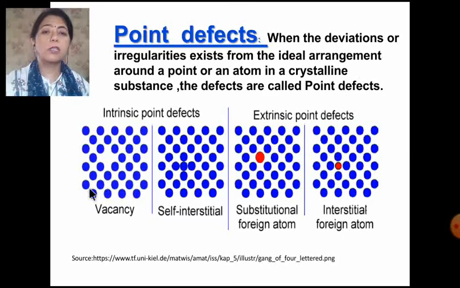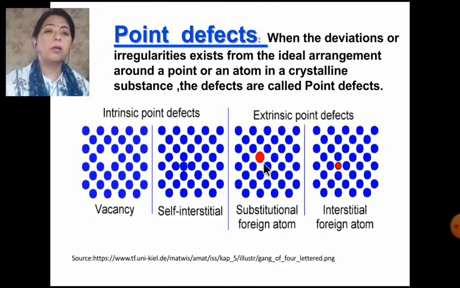Now just look at this picture. It has a variety of point defects. No doubt we will take them later in detail, but just have a quick look. It is a vacancy defect at a point. Here there is supposed to be an atom or a constituent particle, but it is missing. And in this, it is self-interstitial, meaning in addition to the normal positions, there is one extra constituent particle placed in the interstitial site.